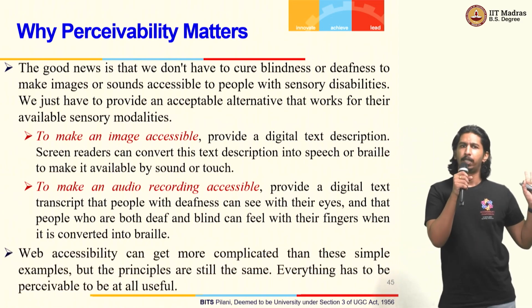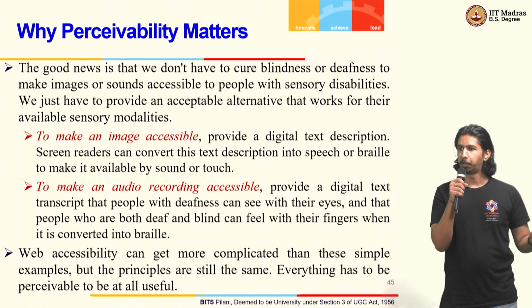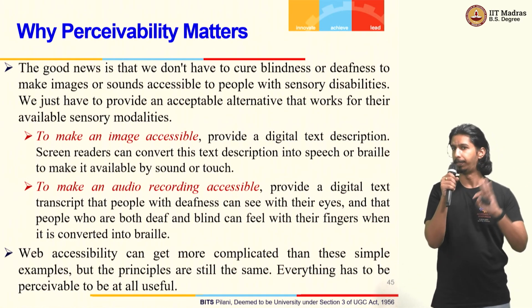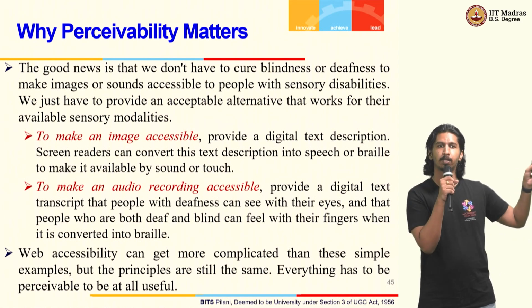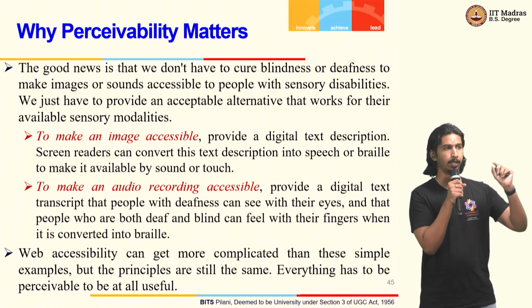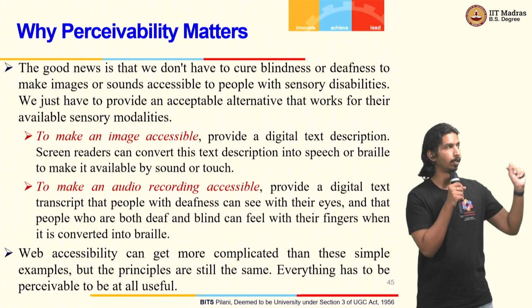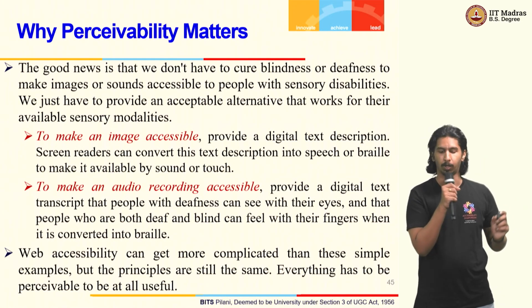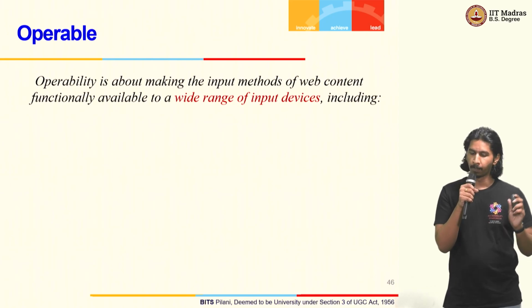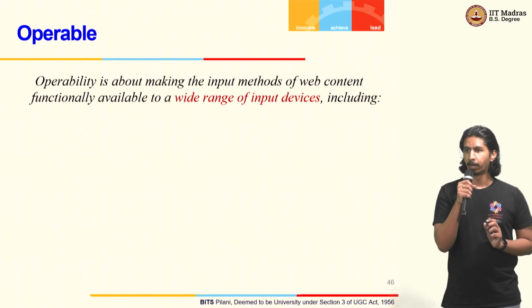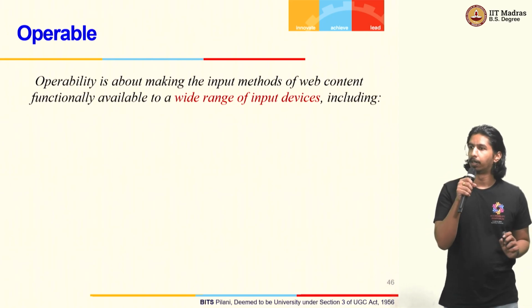So again, these are all very simple examples that I'm giving you, but web accessibility or in general, digital accessibility has 100 plus success criteria. These are just one example that I'm giving you, that if it is an image, give an alternate text. If it is a recording, give a transcript and so on. The next guideline was operable, right? Operable simply means that do all of us use only the mouse?